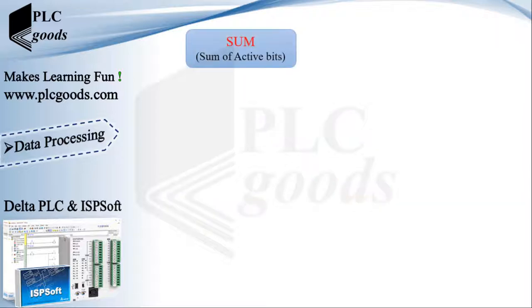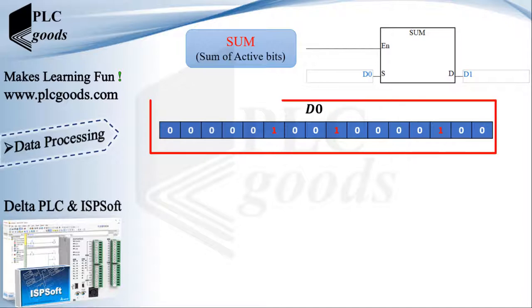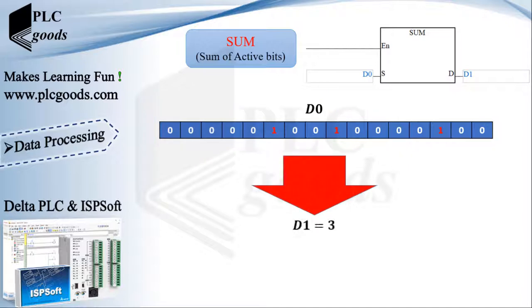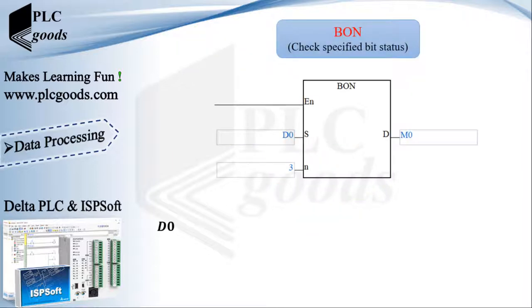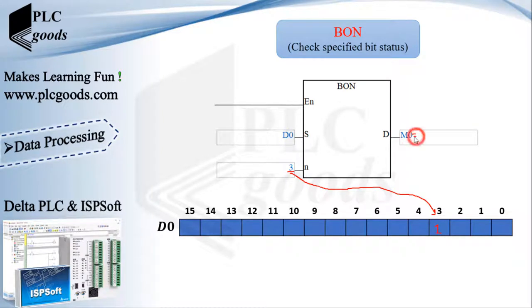Let's continue with the sum instruction. It is used to store the total of bits whose content is 1, among the bits of the selected address. For now, only 3 bits are 1, so the number 3 will be stored in D1. The next instruction, BON, is used to check whether a specific bit is on or not. For now, the state of this bit will be sent to the output. For example, if it's equal to 1, PLC will activate the M0 address, otherwise it will be 0.